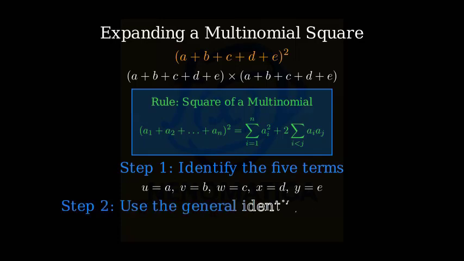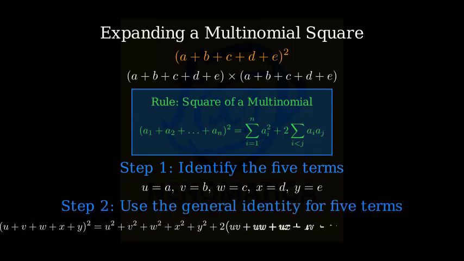The second step is to use the general formula for expanding the square of a sum of 5 terms. We can express this as (u plus v plus w plus x plus y) squared equals u squared plus v squared plus w squared plus x squared plus y squared, plus 2 times the sum of all possible products: u times v, u times w, u times x, u times y, v times w, v times x, v times y, w times x, w times y, and x times y.